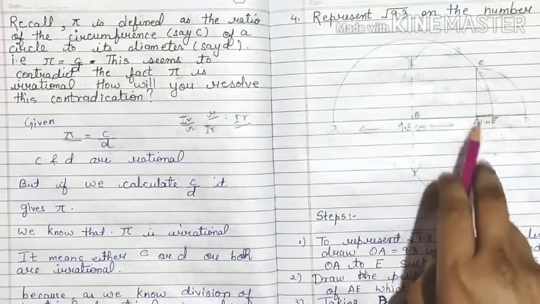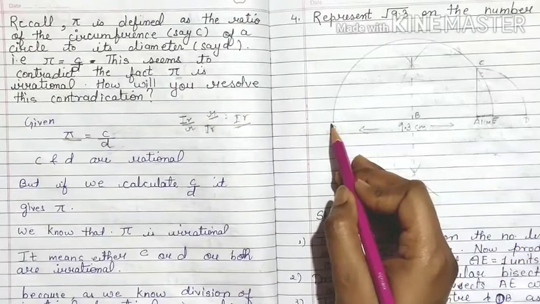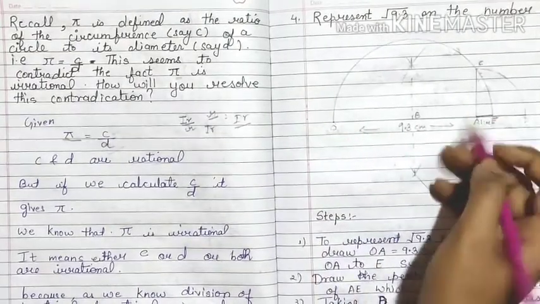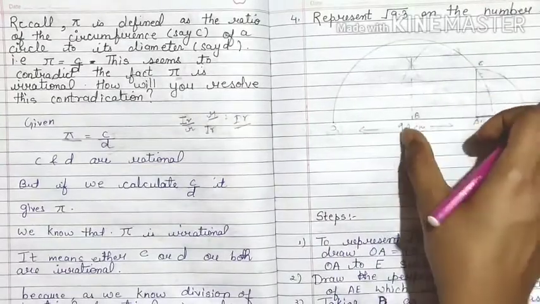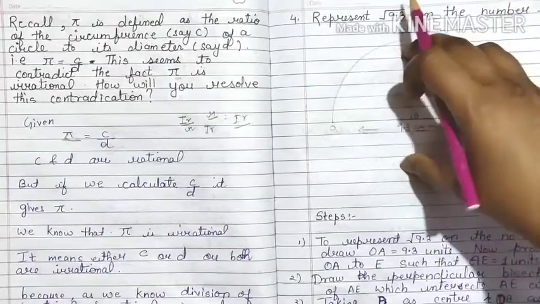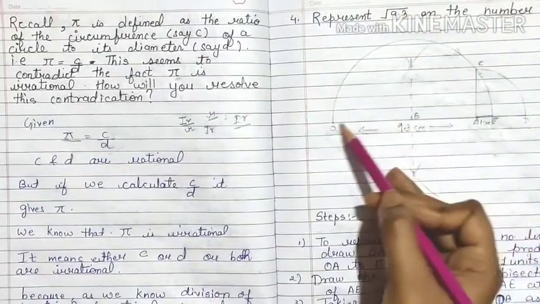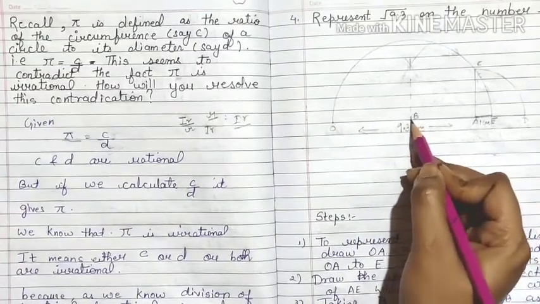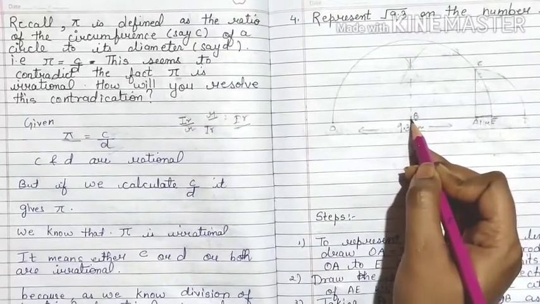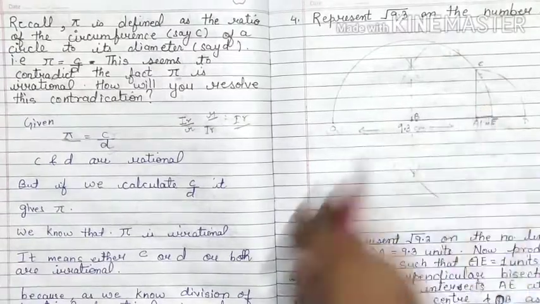Then we have to make a perpendicular bisector of OE. Okay, when we made a perpendicular bisector of this, now we can make a semicircle. We have taken B as center, so from B make a semicircle.